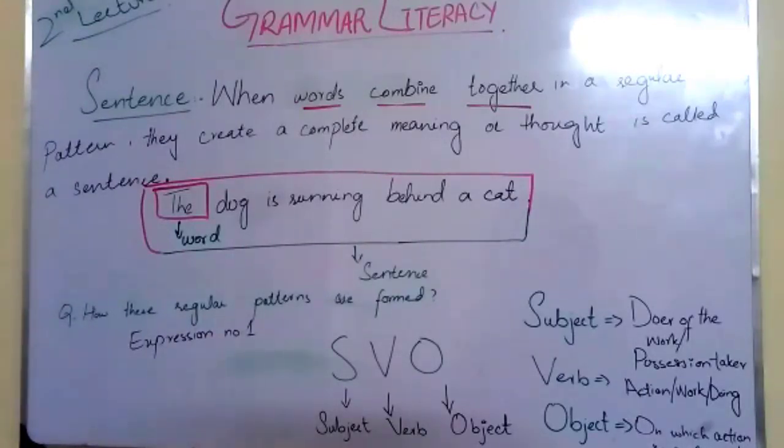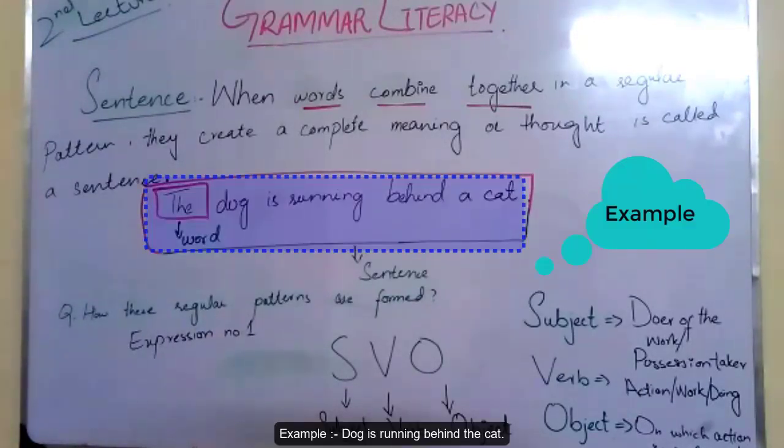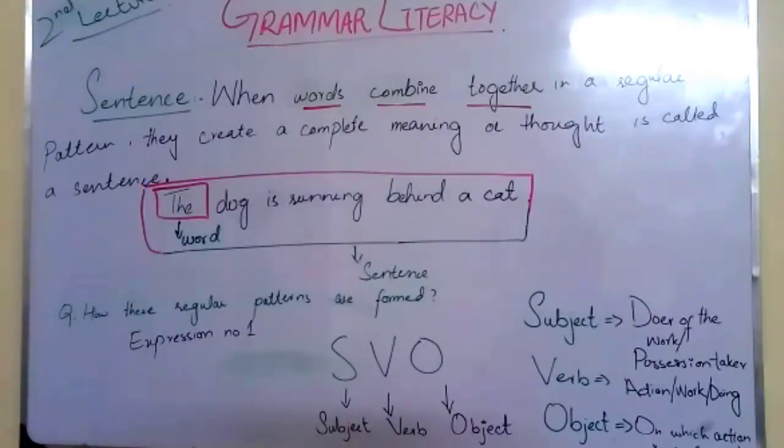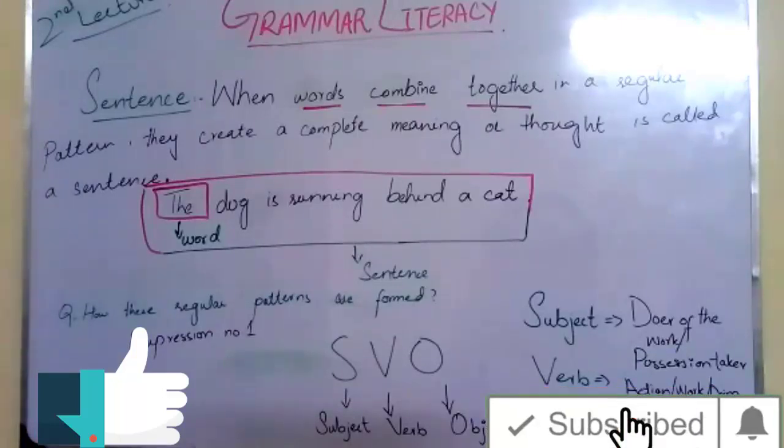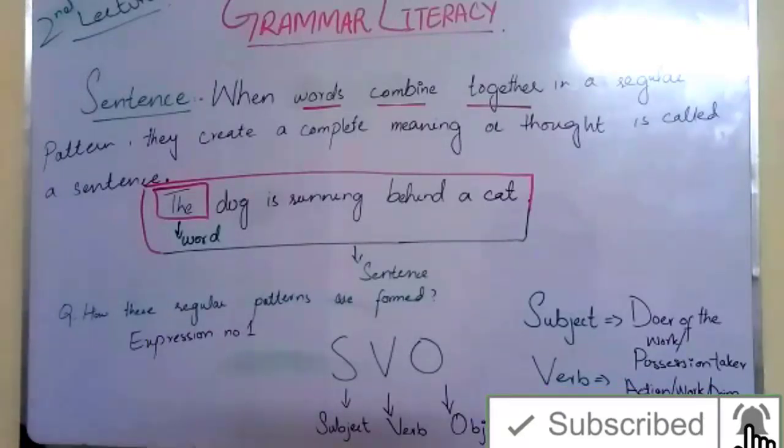Here is an example: the dog is running behind the cat. There could be a scenario where someone asks, where have you seen the dog? This is the question. And the answer to this question is, the dog is running behind a cat. So here different kinds of words combine together and they give us a complete sense. This is called a sentence.